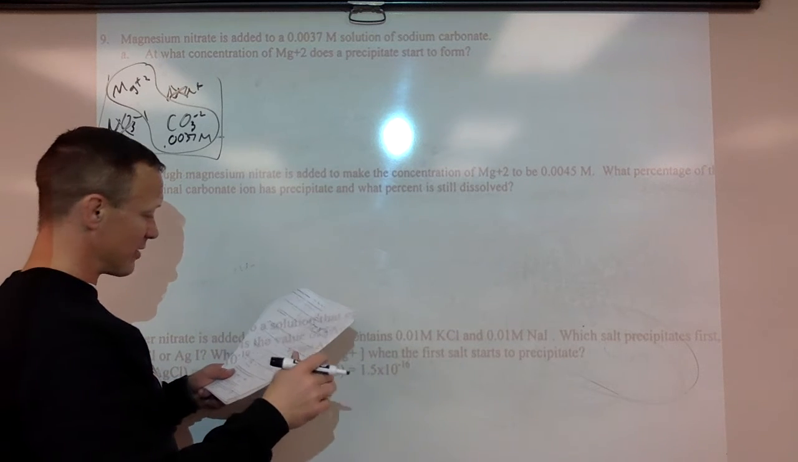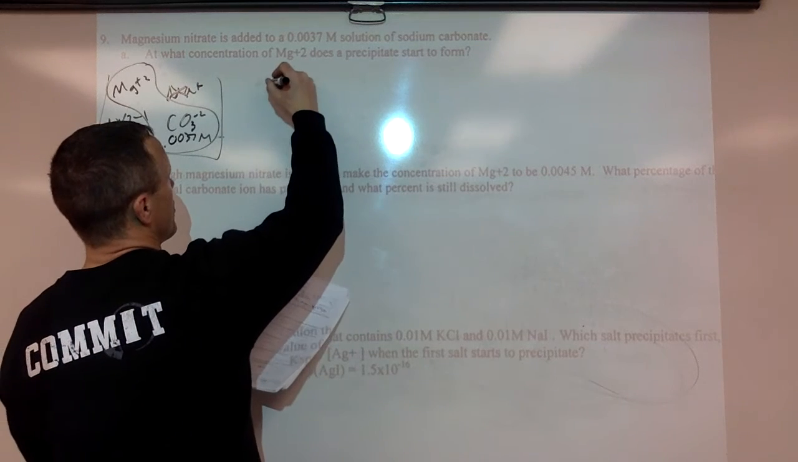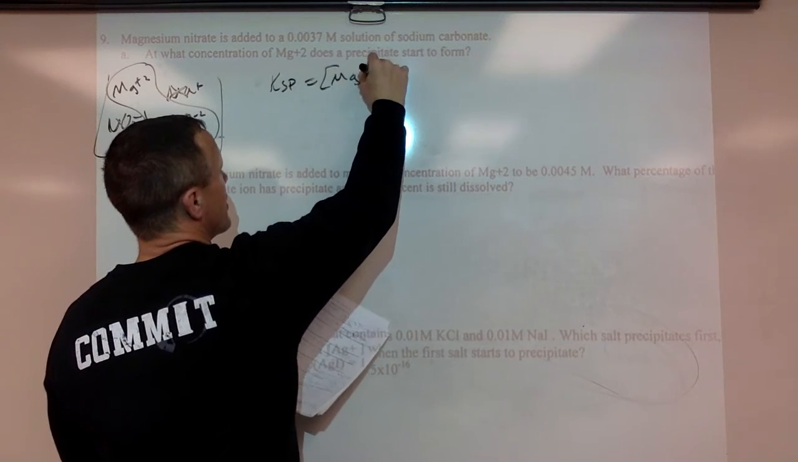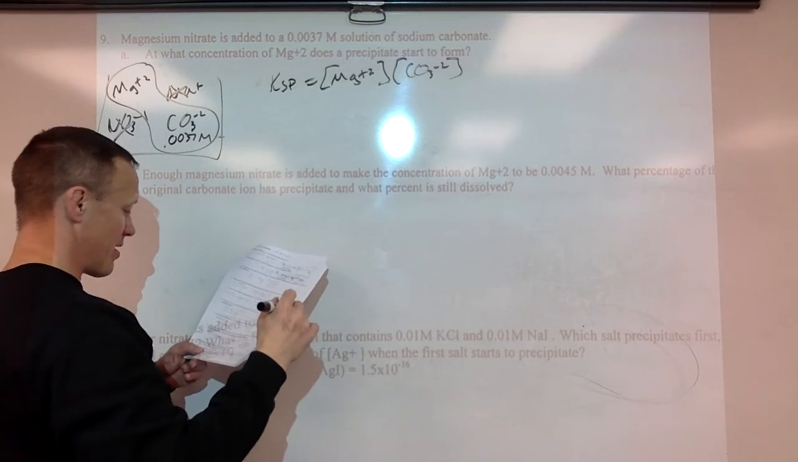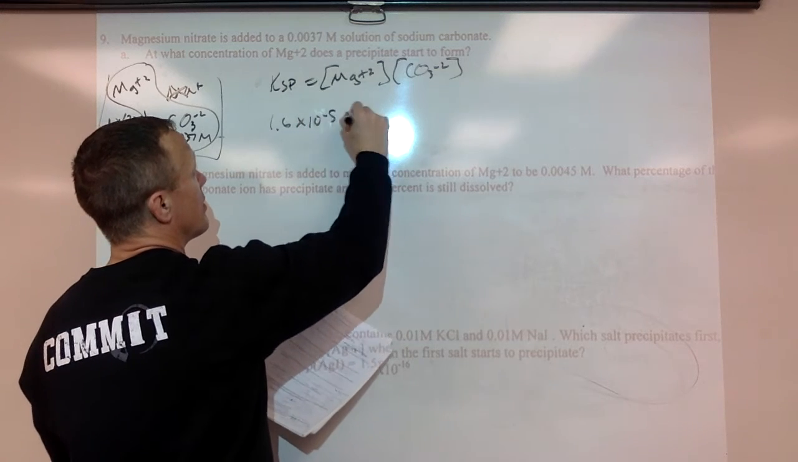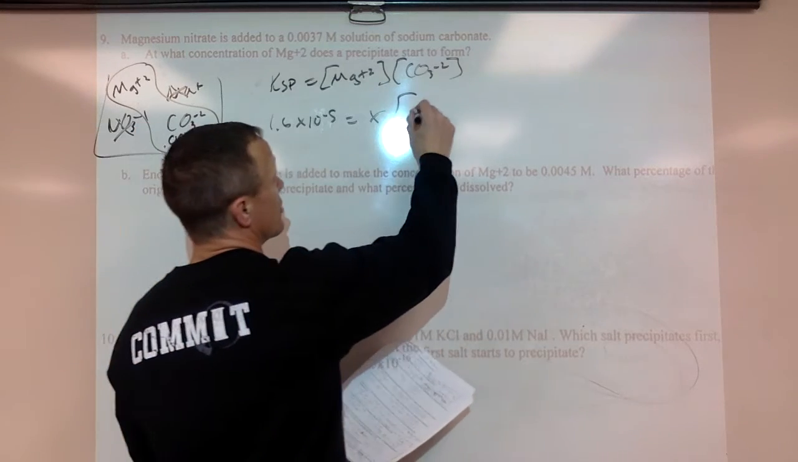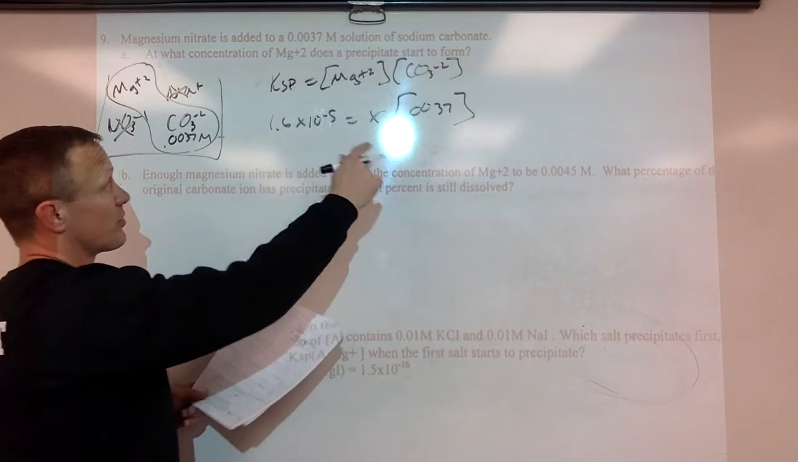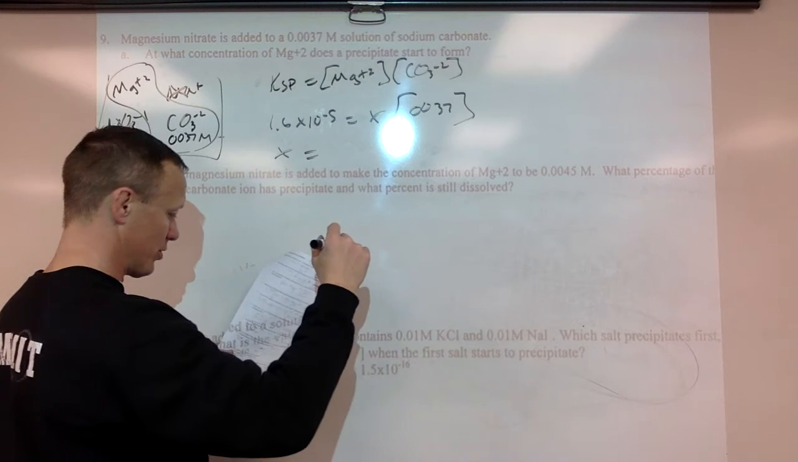So the Ksp of magnesium carbonate is 1.6 times 10 to the negative 5th. So we're going to say Ksp equals the concentration of magnesium ions times the concentration of carbonate ions. The Ksp is 1.6 times 10 to the negative 5th. So put in an X for magnesium. We know the concentration of carbonate ions is 0.0037 molar already. So just divide this by 0.0037 molar, and our X value is 0.0027.